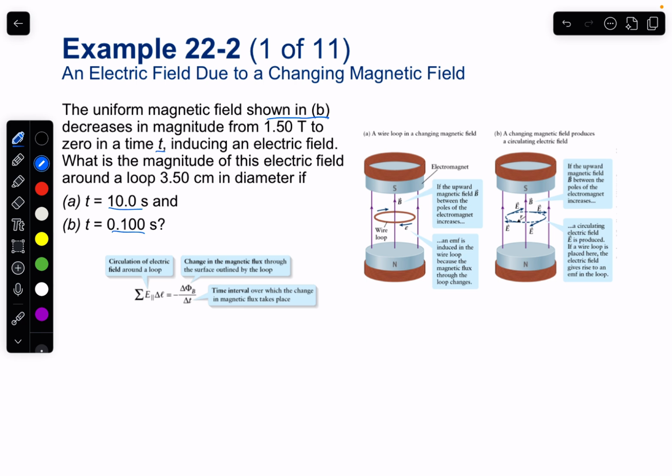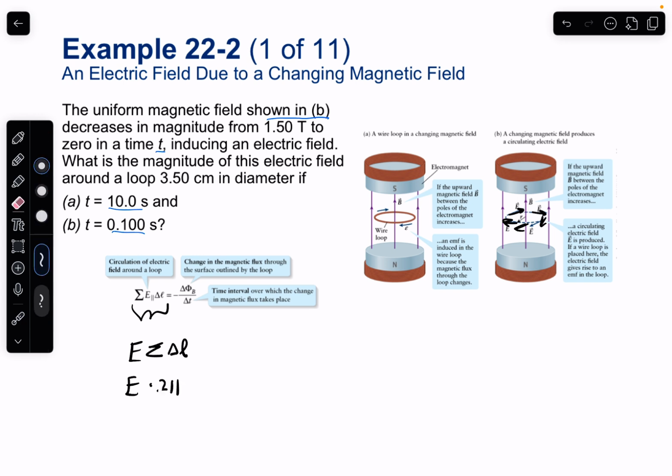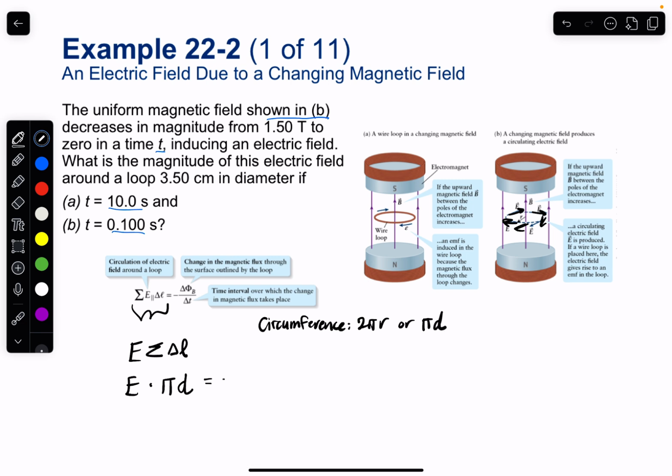So we're going to use our new expression for Faraday's law. The way that we're going to attack the left-hand side is to realize that the electric field magnitude is going to be the same at every point on this loop. And that's always going to be true for everything that we do. So we can pull that electric field out of the summation, and all we're doing now is adding up all the delta L's, which simply gives us the circumference of the loop, which is pi d, because we're given it in diameter. The circumference is 2 pi r or pi d, right? And then that is going to equal our right-hand side, which is the change in flux with time.